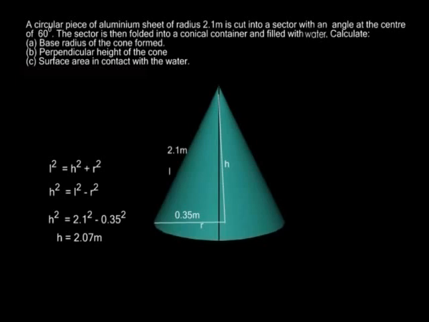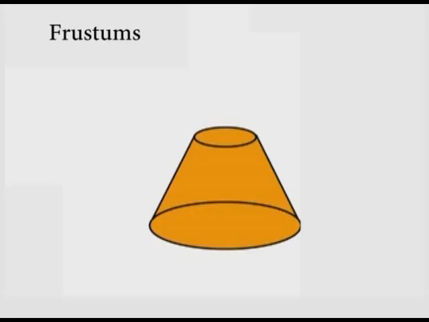C. The surface area. The surface area in contact with water is the surface area of the curved surface since the cone is open. So that is given by pi r l. If we calculate that, we are using the radius of the cone and not of the sector. So we shall have pi times 0.35 times 2.1, and that gives us 2.31 meters squared.